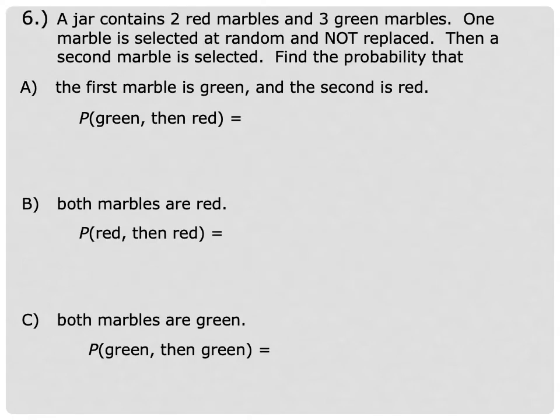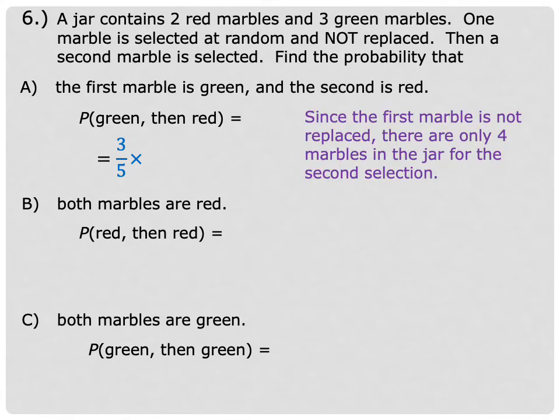Number 6, a jar contains 2 red marbles and 3 green marbles. One marble is selected at random and it is not replaced. Then a second marble is selected. So when I want to find the probability that the first marble is green and the second one is red, you're going to multiply by the probability of getting a green. The probability of getting a green would be 3 out of 5. And since the first marble is not replaced, there are only 4 marbles in the jar for the second selection, because I have taken 1 green marble out of the jar.